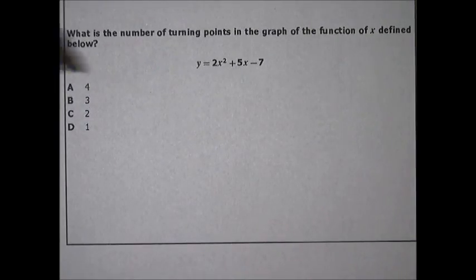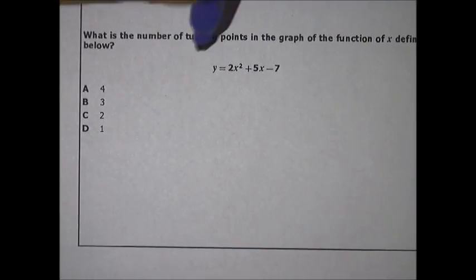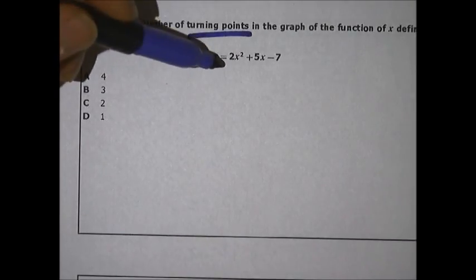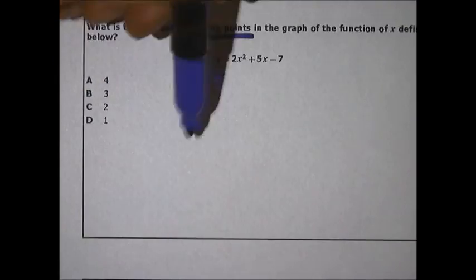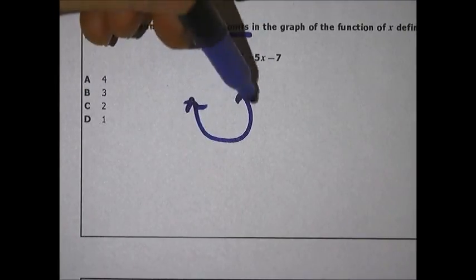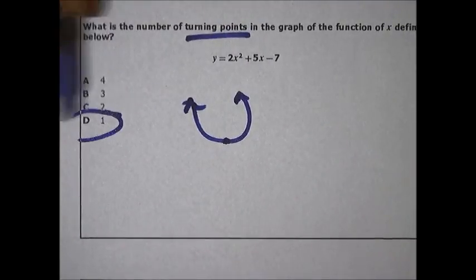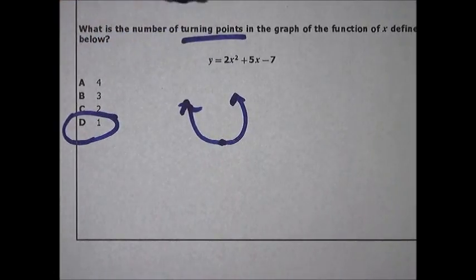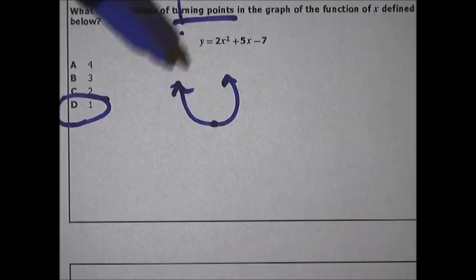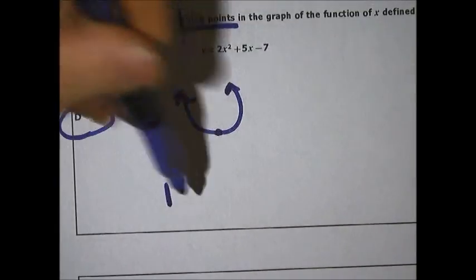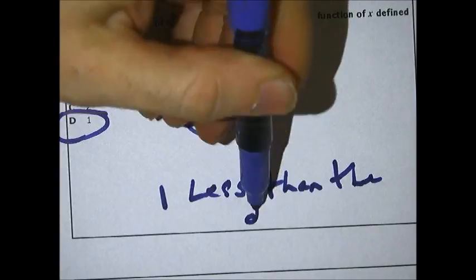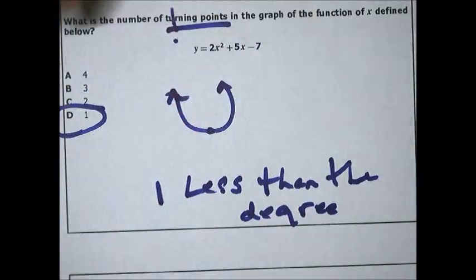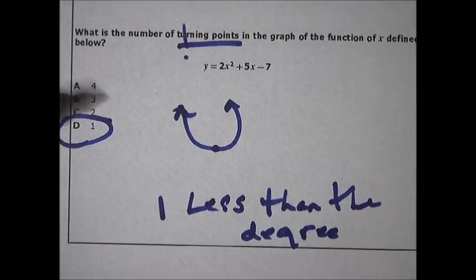What is the number of turning points in a graph for the function defined below? Again, it says the turning points. In this particular one, it's quadratic, so we have the shape of a U. That means this thing turned once. For something with a larger exponent, the rule for the number of turning points in a graph was 1 less than the degree, and the degree is the biggest exponent in the equation that they give you.